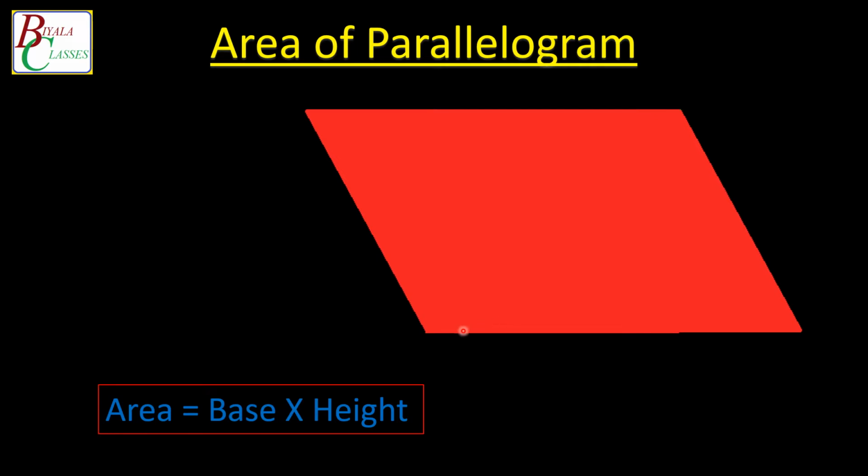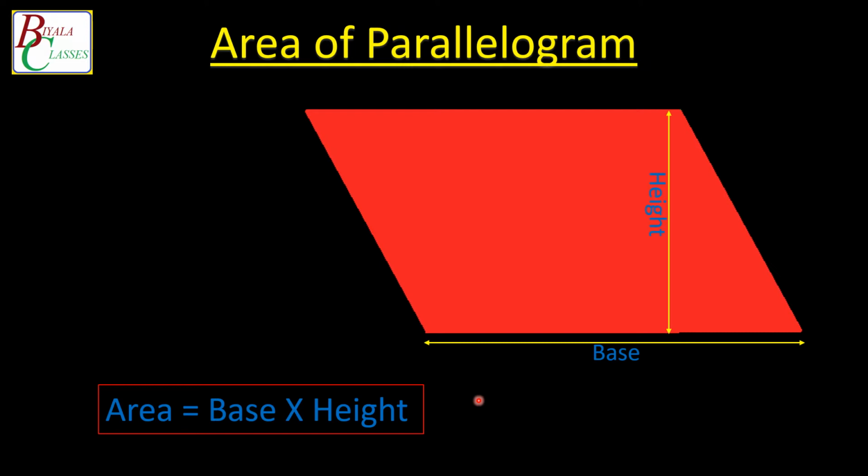In a parallelogram, if one of the sides is taken as the base, and we draw a perpendicular from the opposite side onto this base, the perpendicular which is drawn, or we can say the distance between the two opposite sides, will be taken as the height. In the same way, if you consider this as the base, then the distance between these two opposite sides will be taken as the height. So the area of a parallelogram is base into height.